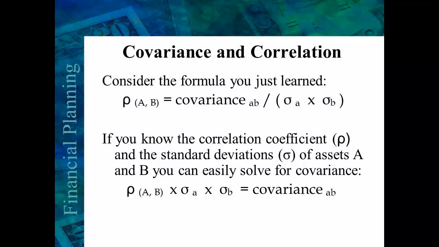Consider the formula you just learned. Rho of AB equals the covariance of AB divided by the product resulting from sigma A times sigma B. If you know the correlation coefficient rho and the standard deviation sigma of assets A and B, you can easily solve for covariance. Covariance of AB equals rho of AB times sigma A times sigma B.